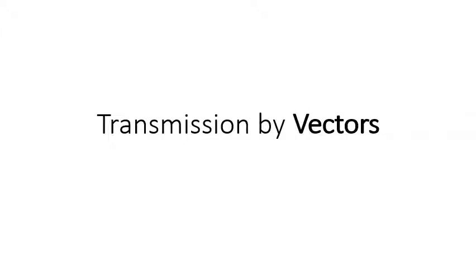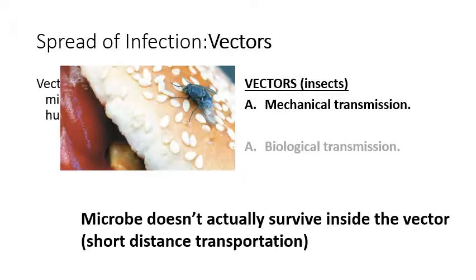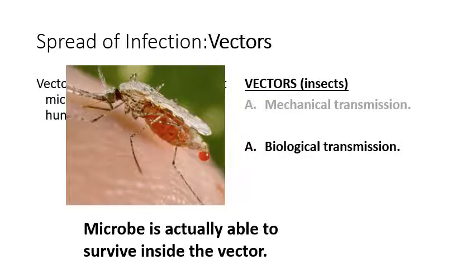Transmission by vectors, some examples. Okay, so vectors are transmitted usually by insects, and then the vector can be mechanical or biological. So this would be an example of a mechanical vector, a black fly treading through excrement and then landing on the bun of your hamburger. Mosquito is a biological vector. It bites somebody with malaria and then bites you, and then suddenly you've got malaria.